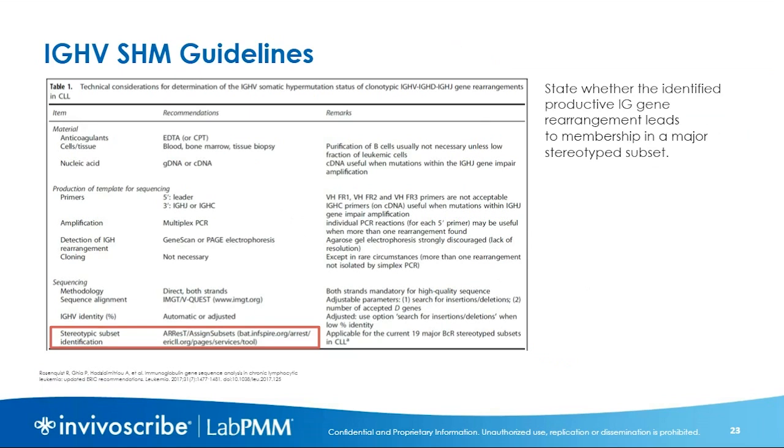Technical guidelines dictate whether the identified productive IG gene rearrangement leads to membership of a major stereotype subset. Considering the ever-increasing evidence about the clinical implications of BCR IG stereotypy, at least for certain major stereotype subsets, the IG network advises everyone to analyze the clonal IGHV, IGHD, IGHJ gene rearrangement for possible memberships in major subsets which are considered as portending an aggressive clinical behavior.